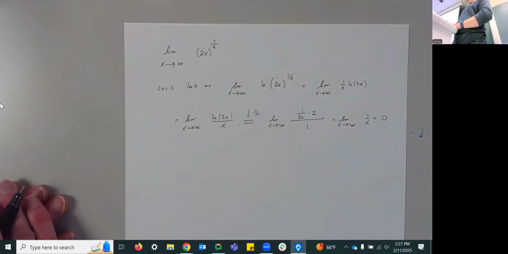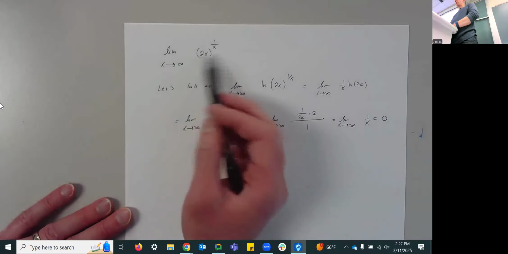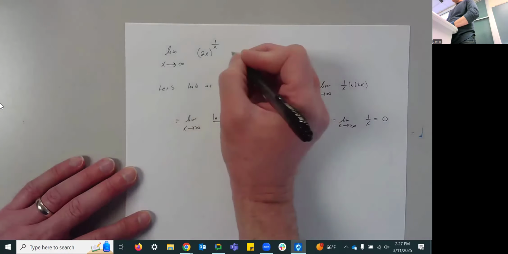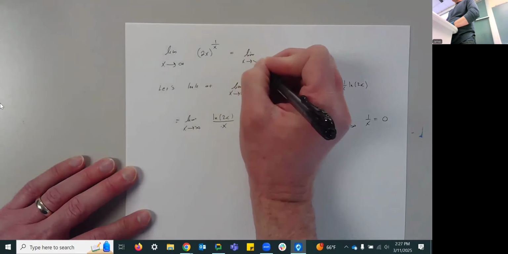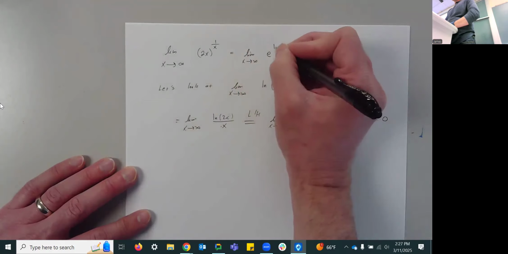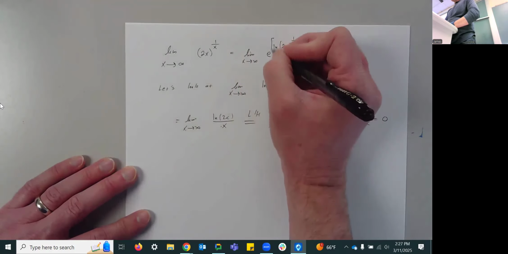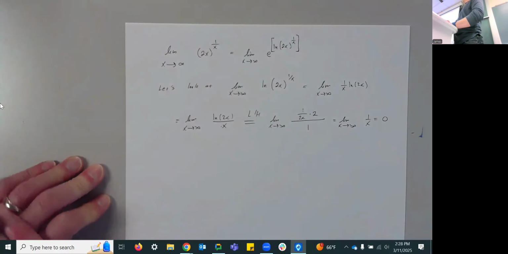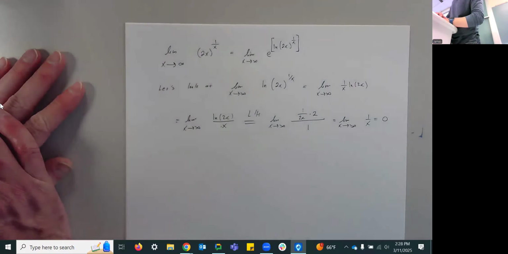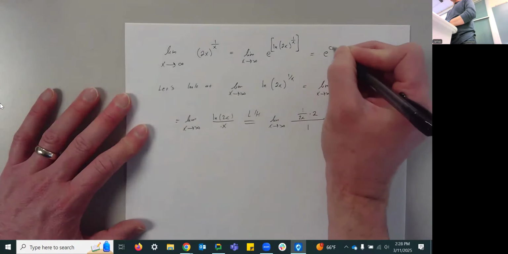Our answer isn't 0, because we looked at the limit of the natural log of this expression. So this is equal to the limit as x goes to infinity of e to the natural log of 2x to the 1 over x. And we just figured out that the part that's in brackets there, the limit of that part is 0. So our answer is going to be e to the 0, which is 1.